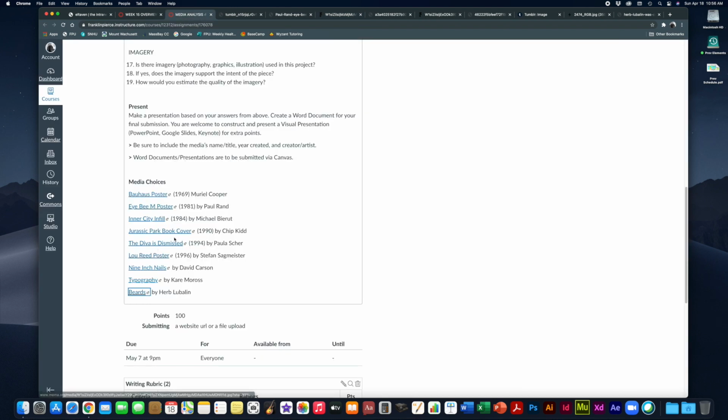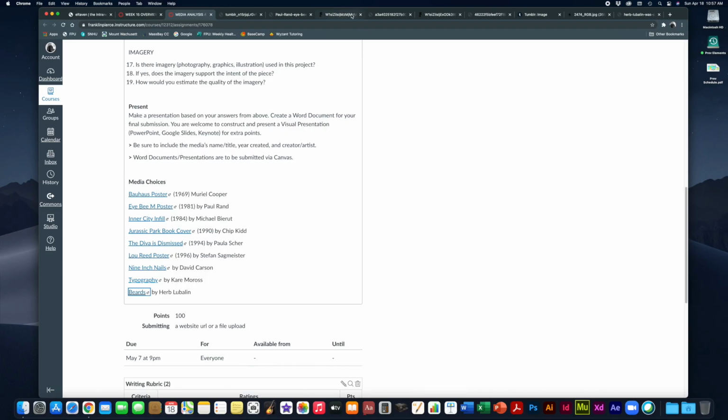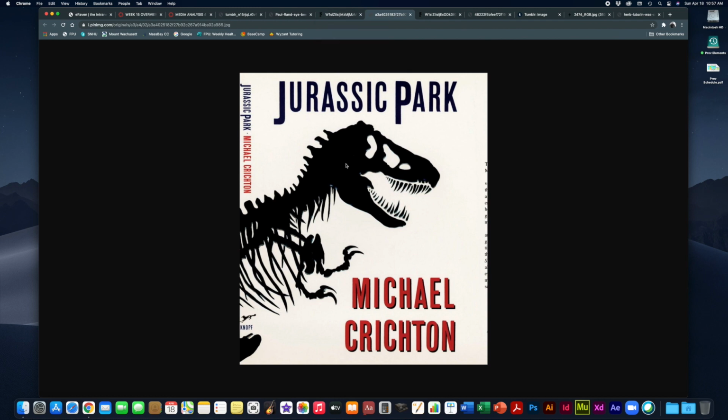Then we have the Jurassic Park book cover by Chip Kidd. Now, of course, you're probably familiar with the Jurassic Park movie, but the book cover came first because the book came first, as written by Michael Crichton. So Chip Kidd is sort of a pop culture graphic designer out of New York. He does publishing design. He loves working in areas of pop culture. He's a big comic book fan.